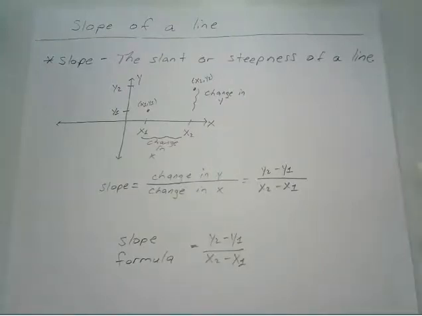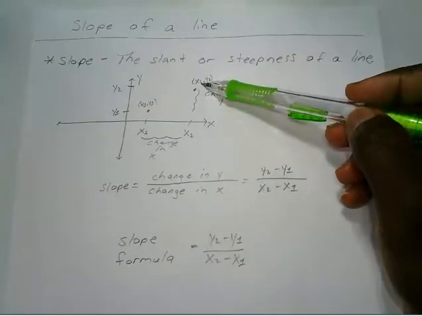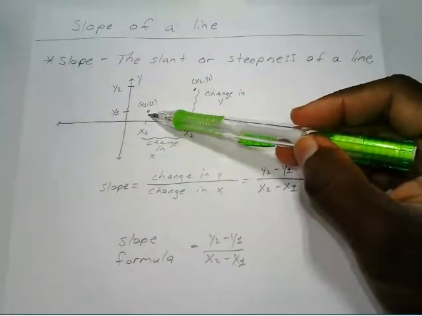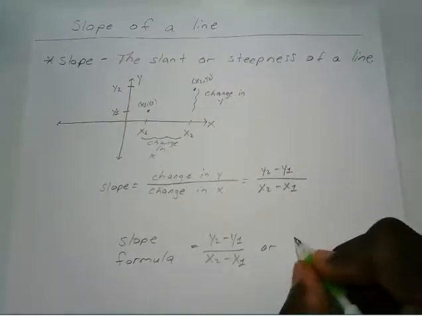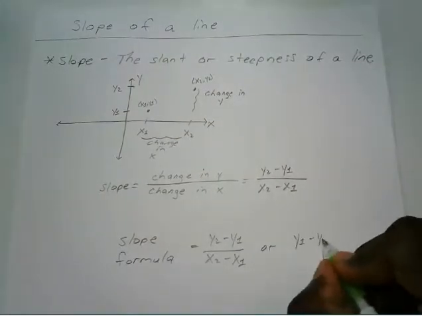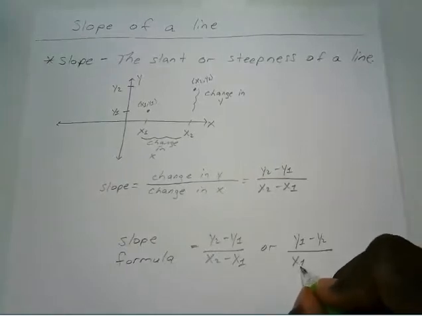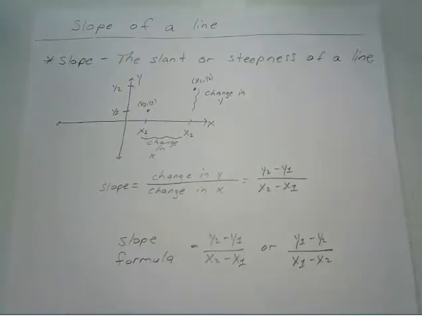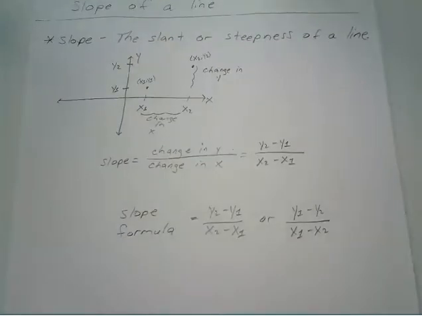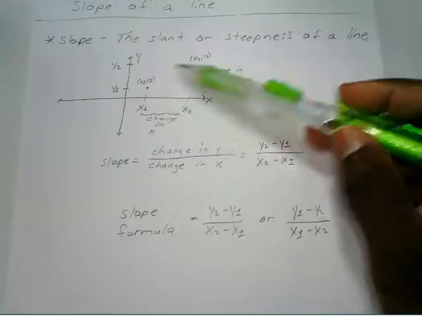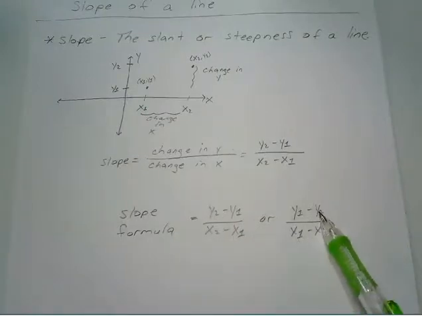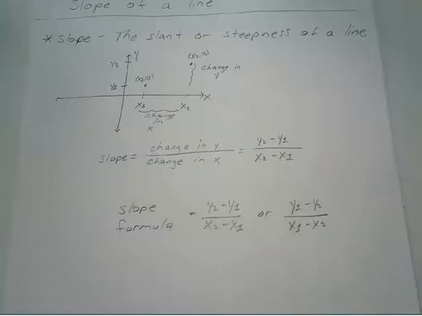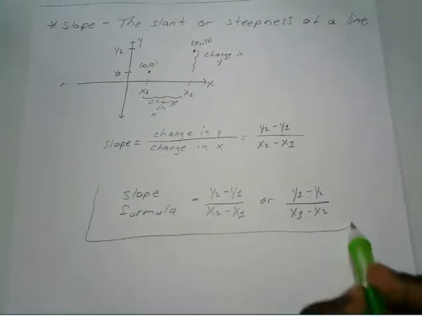Now, if you wanted to, you could make this x1, y1, and x2, y2. It doesn't matter which one you make it. Or you can make it y1 minus y2 over x1 minus x2. Now, you have to go in the same order for each one: y2, x2 minus y1, x1, or y1, x1 minus y2, x2. You have to go in that order.